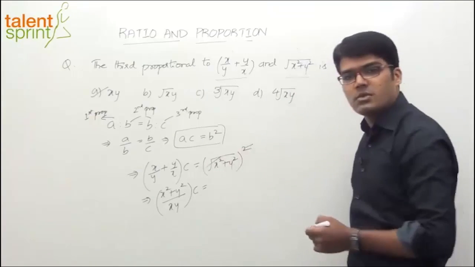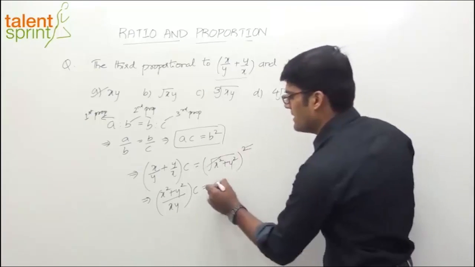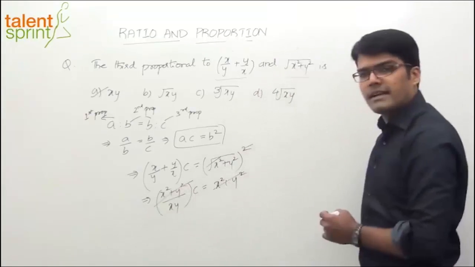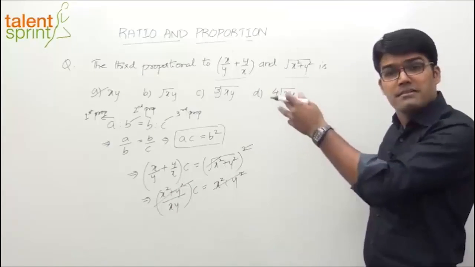We are taking the LCM as xy into C is equal to root over x square plus y square whole square. So square root and square gets cancelled. What are we left with? X square plus y square. Again, on left hand side and right hand side, x square plus y square gets cancelled. In fact, this is the standard question.